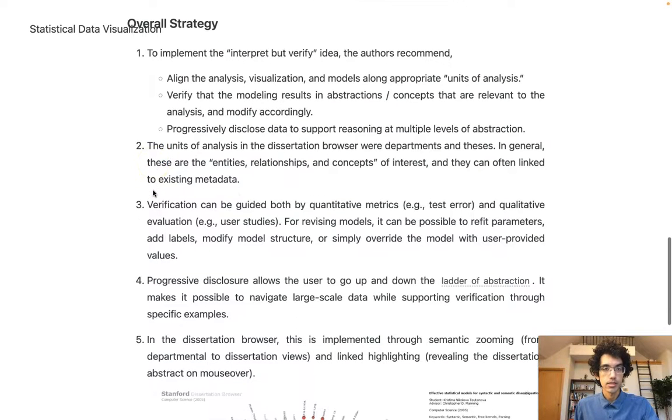So in practice, what this looked like, the units of analysis in their browser, these were departments and theses, right? You could think there could have been other ways of structuring this. Maybe you would have wanted to do it by words, right? But instead they say, actually, when you think about the users of this browser, they're really going to want to be able to look at the dissertation level and at the departmental level. They don't care about who the people were. They don't care about the labs involved. They just care about these units, right? And that you can link now to interesting metadata.